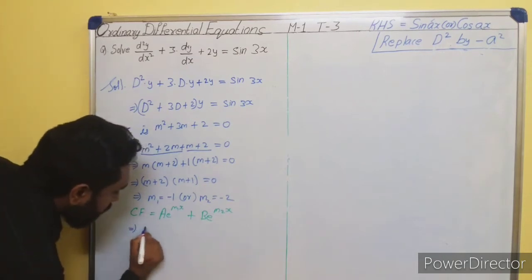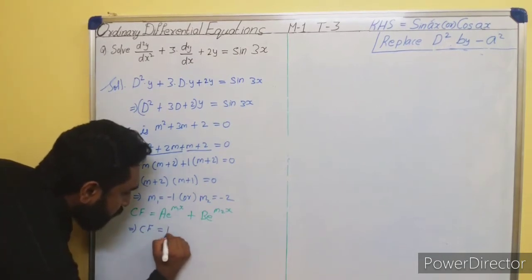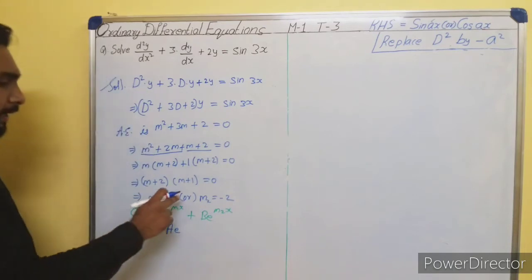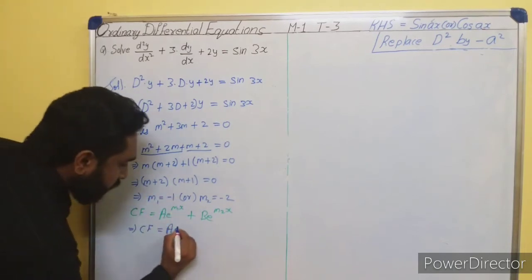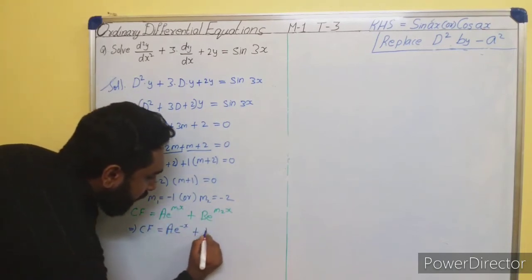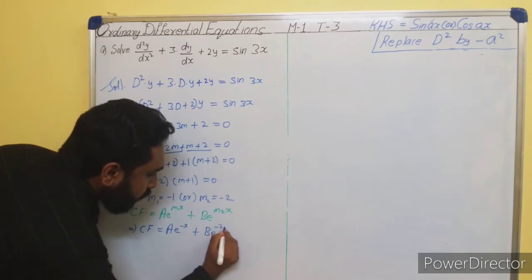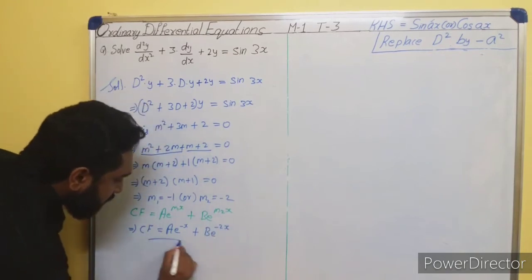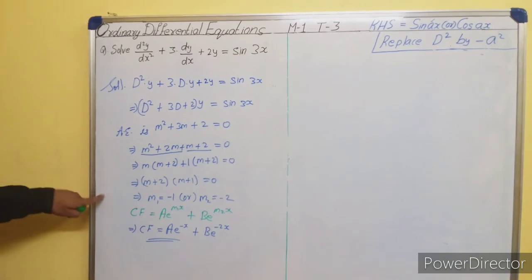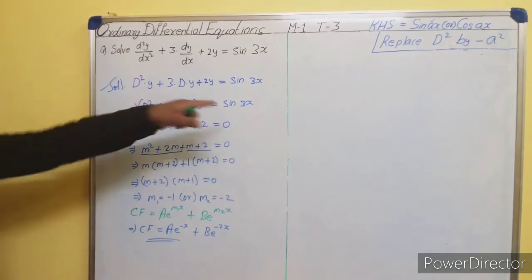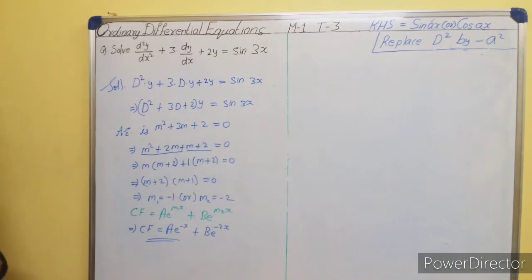So let's input the values. CF equal to a e to the power m1x, m1 equal to minus 1. So a e to the power minus x plus b e to the power minus 2x. So this is the complementary function for this equation. So the complementary function is found. Now we have to go for the particular integral. So let's see what's the particular integral.